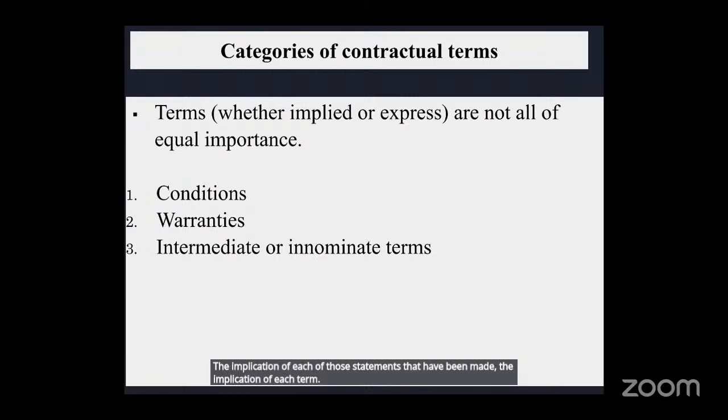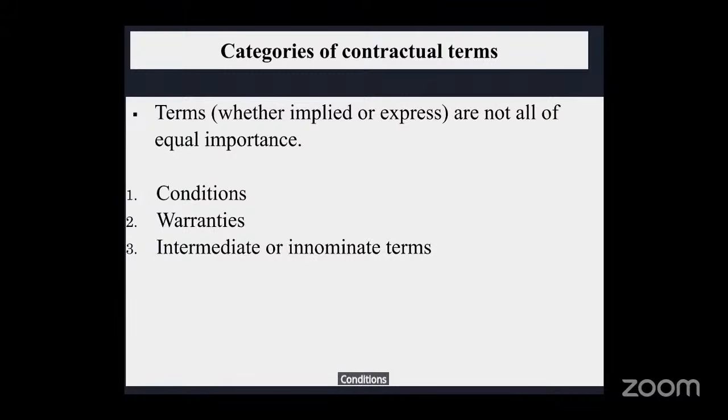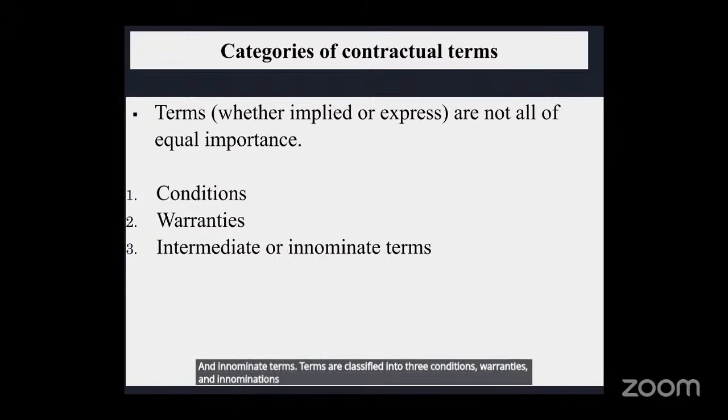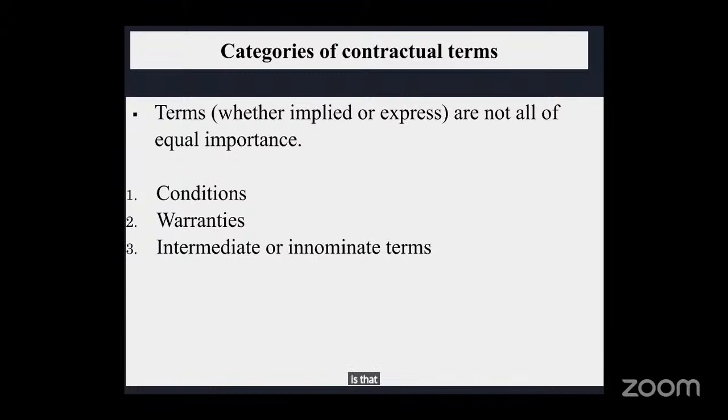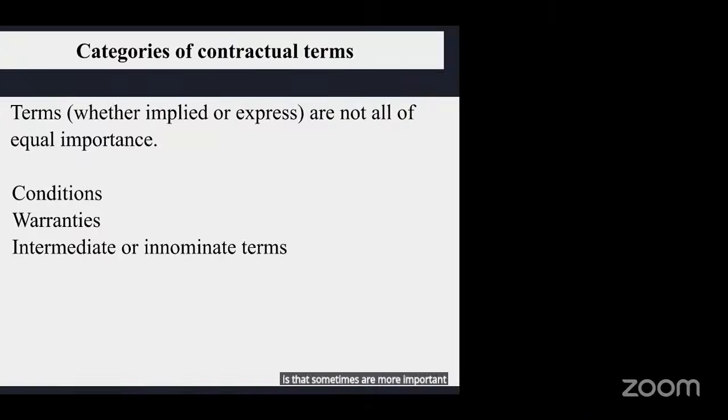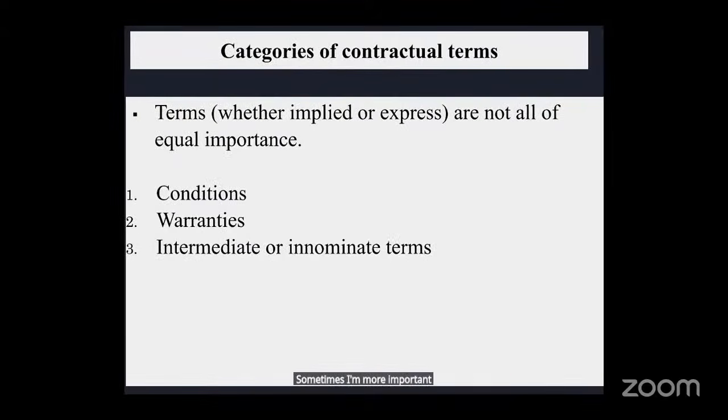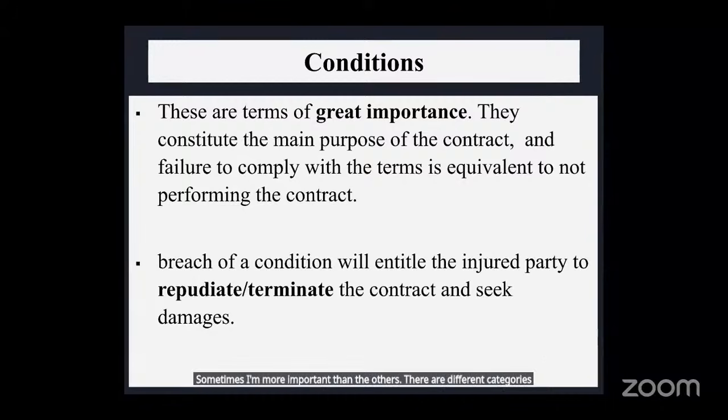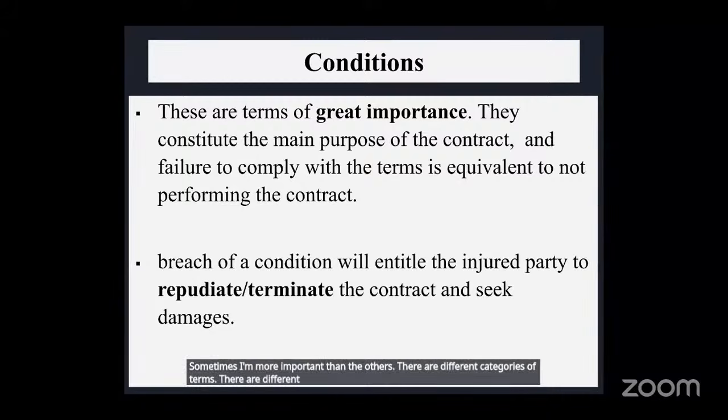So terms are categorized into three: conditions, warranties, and innominate terms or intermediate terms. What this simply means is that some terms are more important than the others, right? There are different categories of terms. There are different levels of importance of those terms.